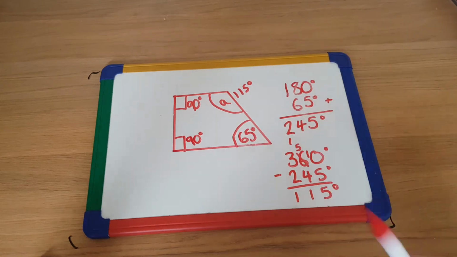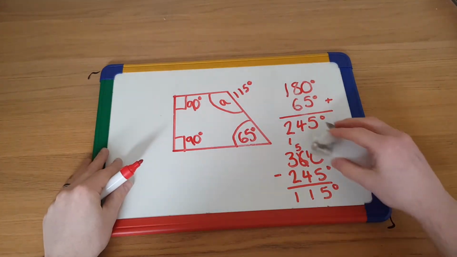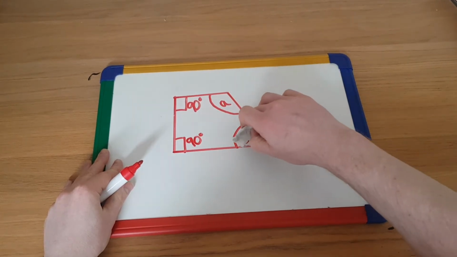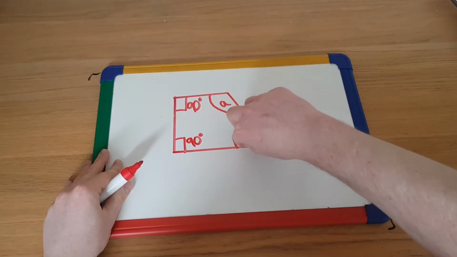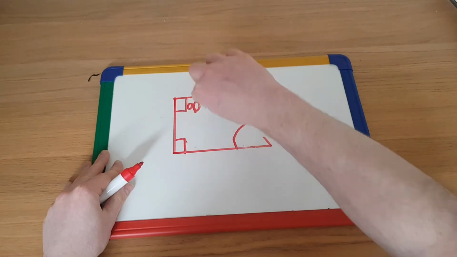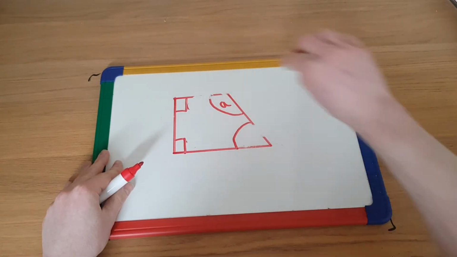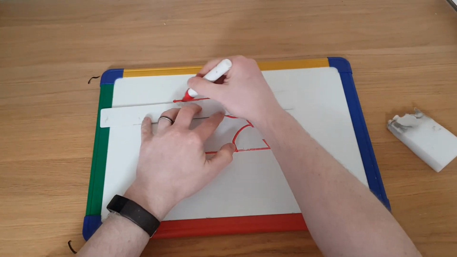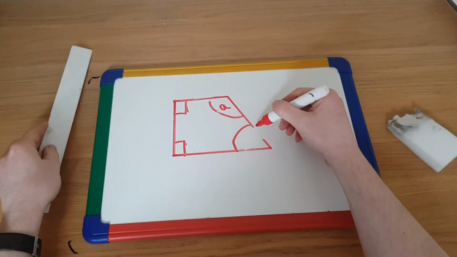Okay, so if I give you a problem now, if I rub all these out, it's going to be very similar to the problem that we've just worked out. See if you're listening. Right, that's my shape. My question is, how many degrees are there in angle A?